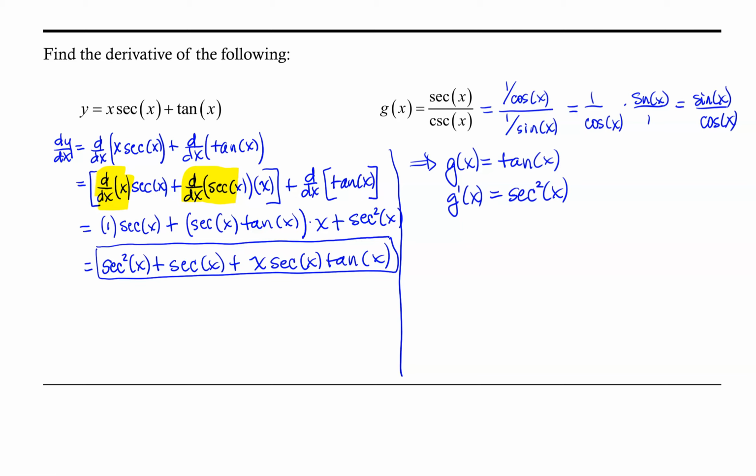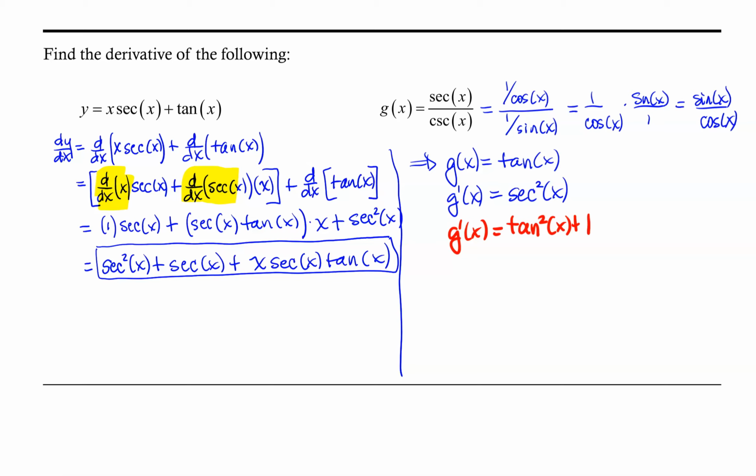However, you may be wondering, well, wait a minute. When we did it using the quotient rule, we got g prime of x is equal to tangent squared of x plus 1. That's not secant squared. Well, it is. It is. It comes from the Pythagorean identities.